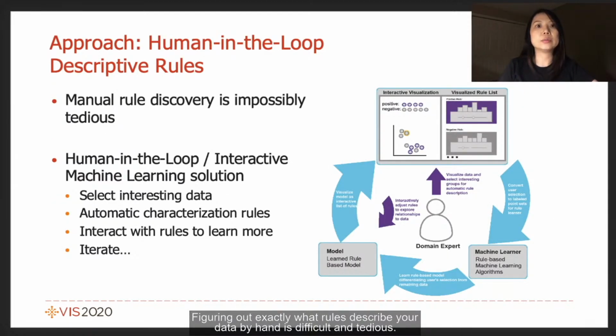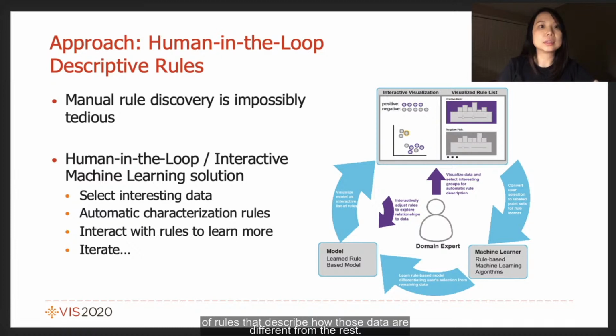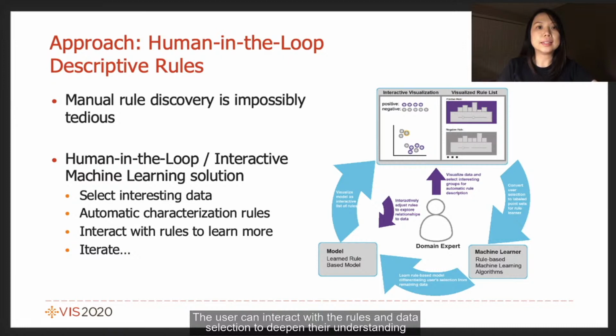Figuring out exactly what rule describes your data by hand is difficult and tedious. We propose a human-in-the-loop system where a user guides automatic rule learning. Given a selection of data points of interest, the system provides an interactive visualization of rules that describe how those data are different from the rest. The user can interact with the rules and data selection to deepen their understanding and continue the interactive loop.